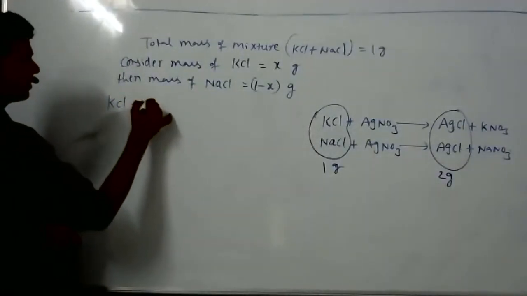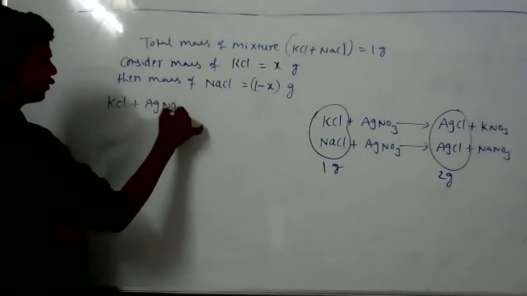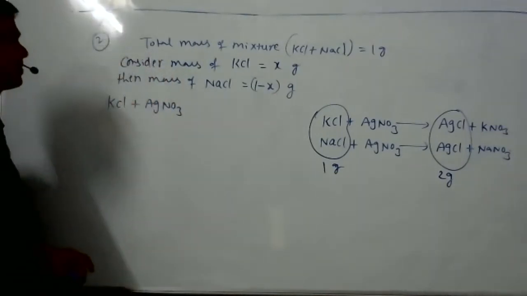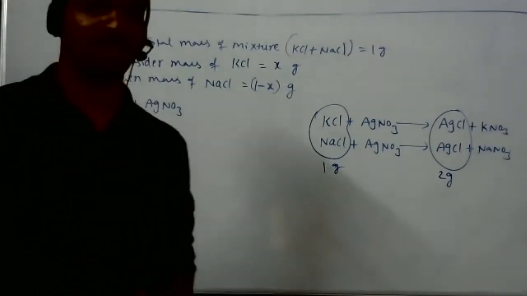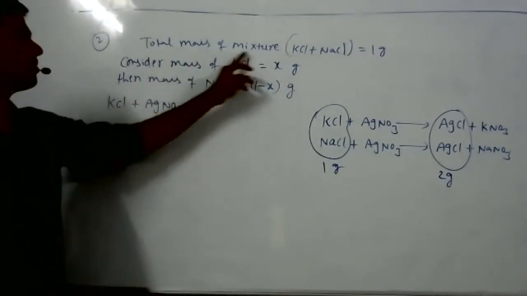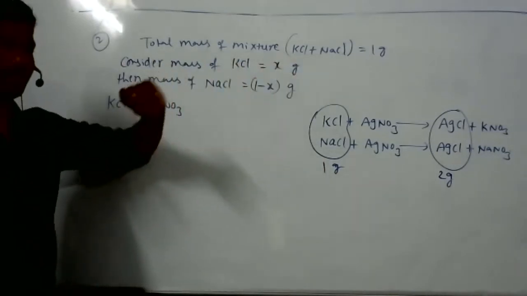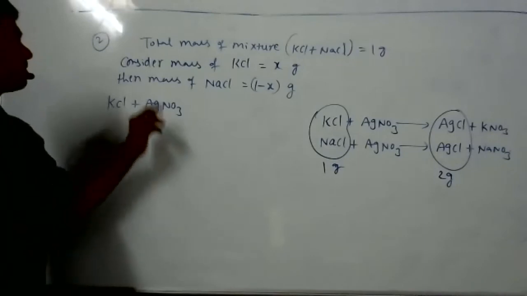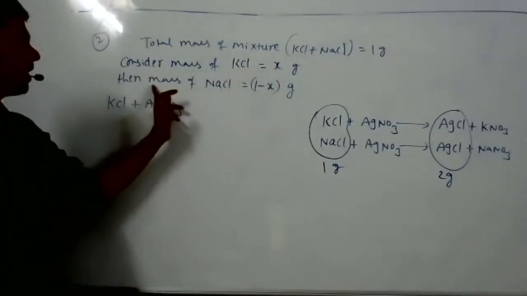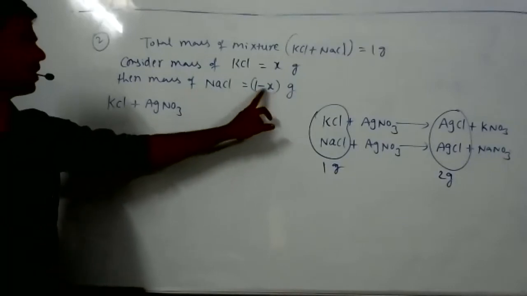Could you explain all that? I joined after you explained. Yeah, I'm giving the second question answer. The total mass of the mixture is given as 1 gram, right? Yes, sir. Then we take the KCl mass as X grams, and the NaCl mass I'm considering as 1 minus X grams.